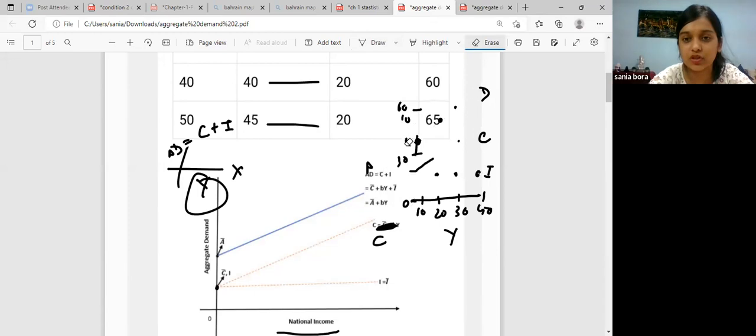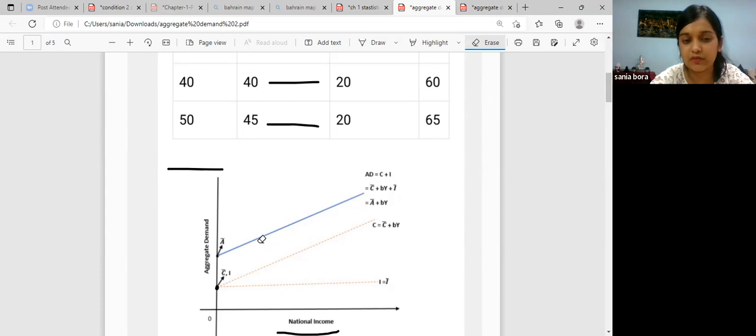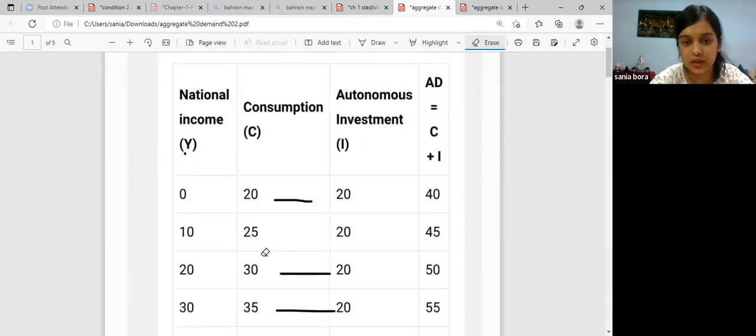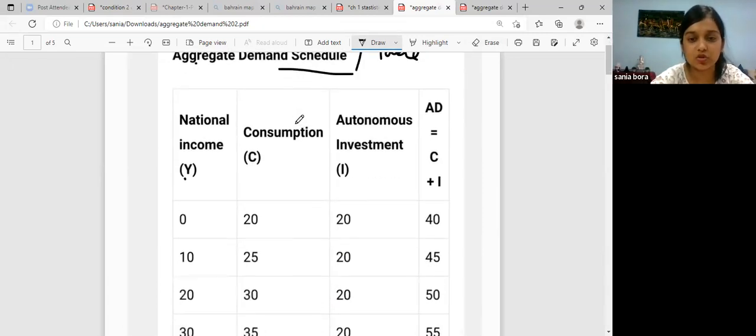And of course the schedule also. You don't need to draw it exactly like this, you just draw it roughly. I hope you people know how to plot it. So no need to draw it randomly. First draw the schedule, then the graph. So first write aggregate demand schedule. Schedule is basically the table. So write aggregate demand schedule, then just draw the schedule.